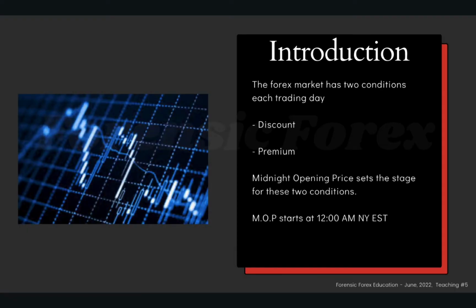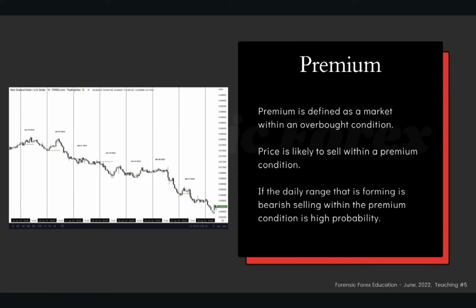The Forex market has two conditions each trading day: discount and premium. Midnight opening price sets the stage for these two conditions. Midnight opening price starts at 12 a.m. New York Eastern Standard Time. Premium is defined as a market within an overbought condition. Price is likely to sell within a premium condition. If the daily range that is forming is bearish, selling within the premium condition is high probability.